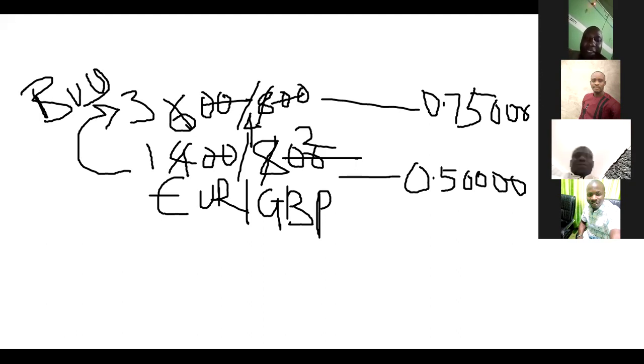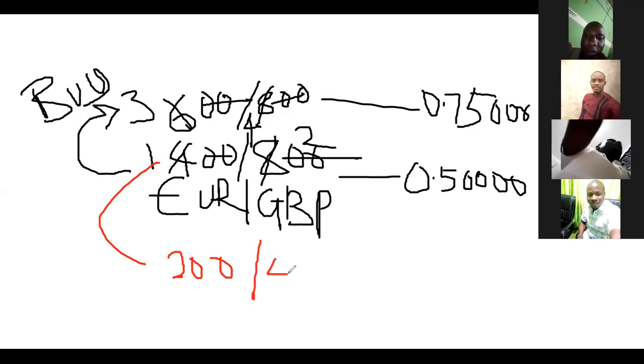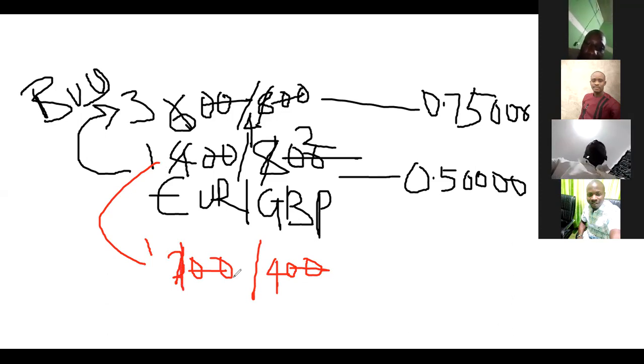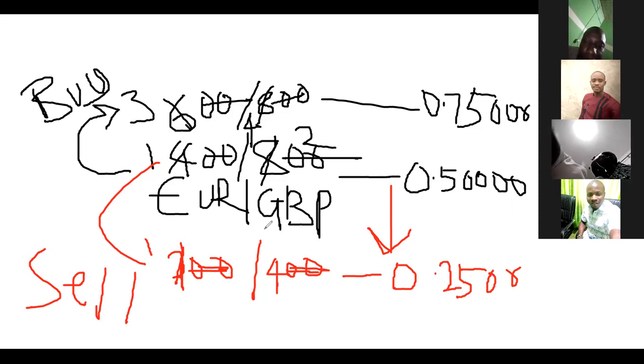Now, from this other side, look at the same 400. Let's say it is 100 to 400. Zeros cancel zeros. 1 divided by 4. That gives you what? 0.25. So because the exchange rate dropped from 0.5 to 0.25, what do you do, sir? You sell. Are you with me? You sell. It doesn't mean that GBP is not affected, but I'm just concentrating on the base pairs tonight.